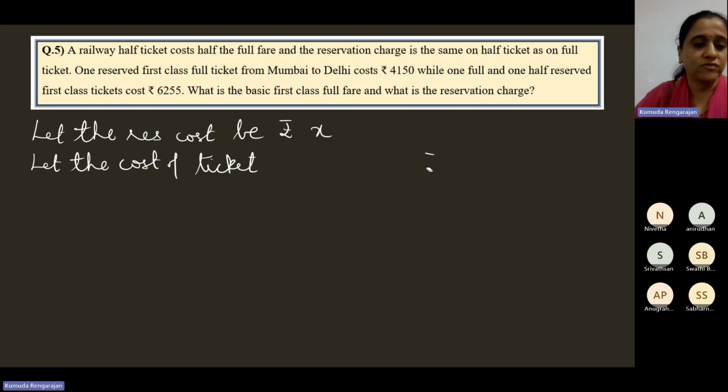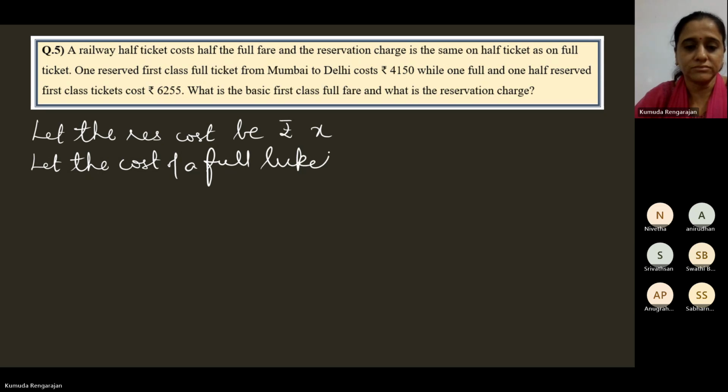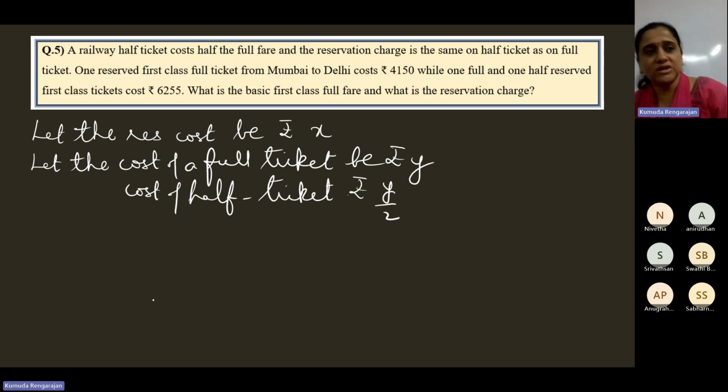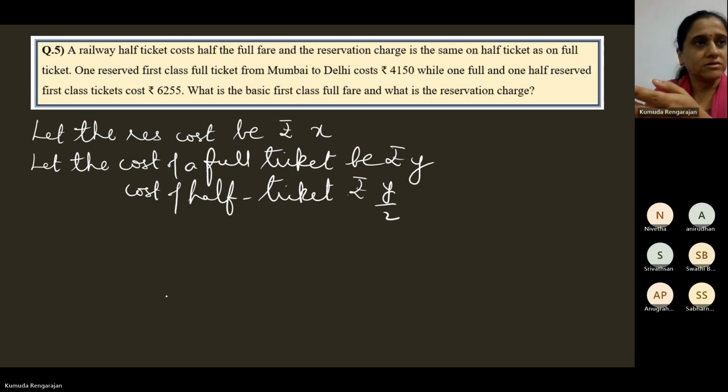Let the cost of a full ticket be rupees Y. Cost of half ticket will be rupees Y by 2, right? Reservation charge is the same for both full and half ticket. What is the cost of a full ticket? Y. Cost of half ticket? Y by 2.